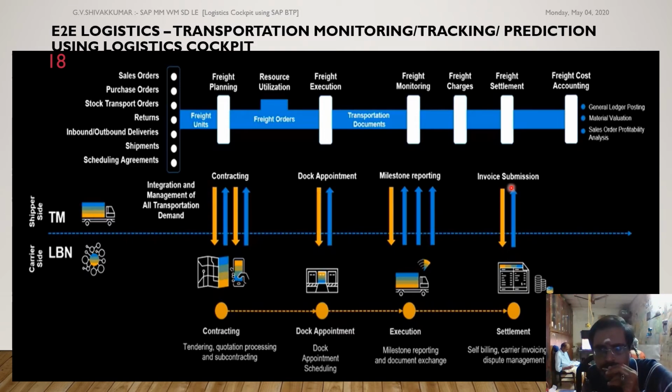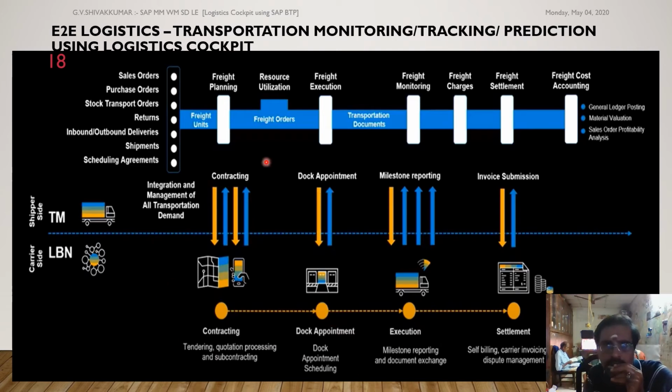Finally, the invoice submission happens. So here on the carrier side, you have contracting, dealing with the tendering, quotation processing, and subcontracting. Appointment relates to dock appointment scheduling, and execution deals with milestone reporting and document exchange. And again, the invoice submission, integrated with the settlement, will give self-billing, carrier invoicing, and dispute management. All this comes under the portion of the carrier side.